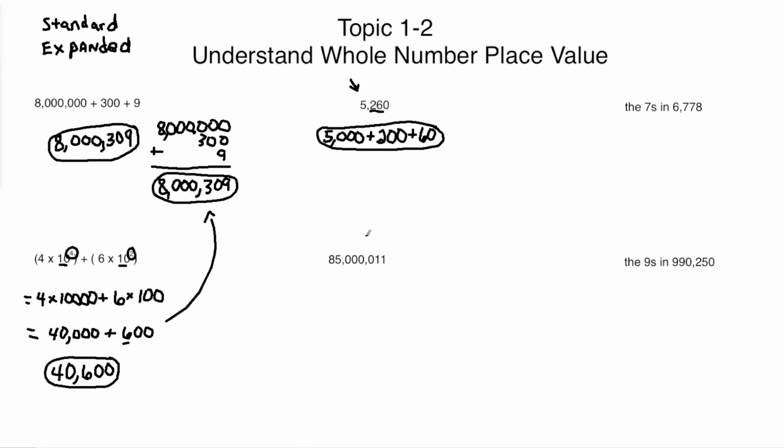All right, now go ahead and push pause and tell me what 85 million, 11 is. 85 million, 11. What is that as expanded form? Go ahead and push pause and give me your answer.